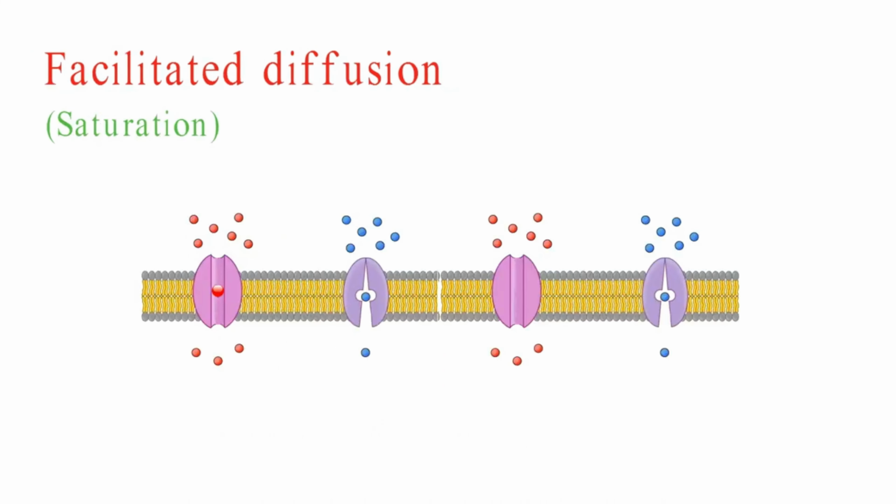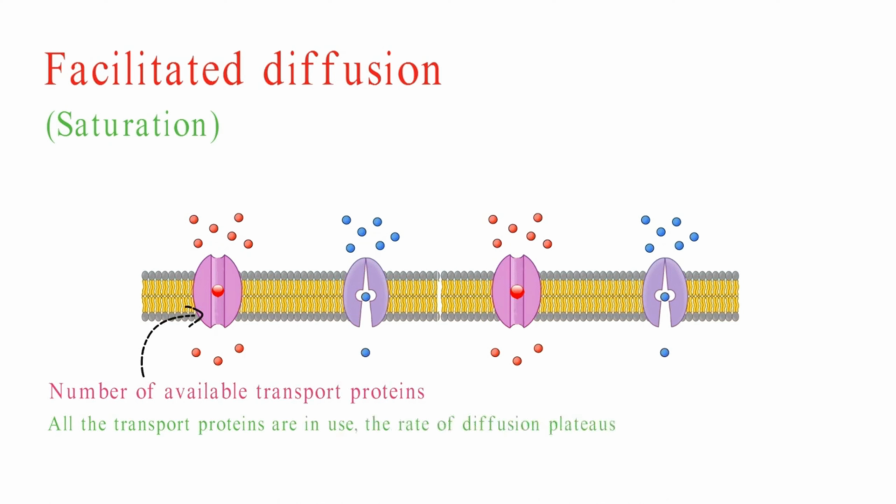The rate of facilitated diffusion is limited by the number of available transport proteins. Once all the transport proteins are in use, the rate of diffusion plateaus, even if there is a higher concentration gradient. This is known as saturation.